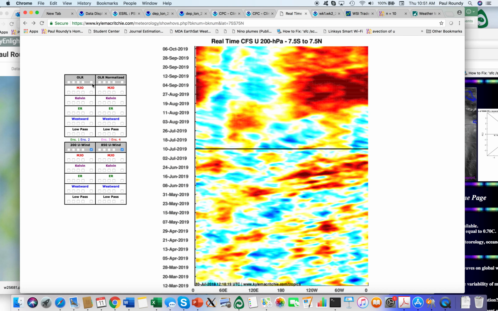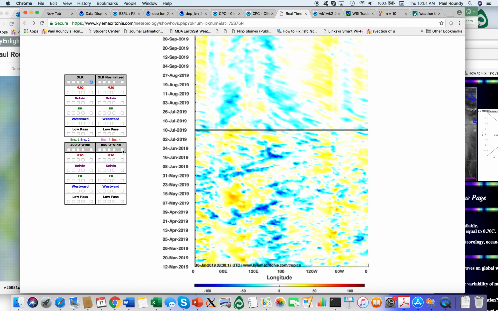But given that the CFS has a bias toward too strong and too slow convection over the Indian Ocean, and that the model shows a fairly weak and slowly evolving signal over the Indian Ocean over the next several weeks, I would argue that this signal is likely overdone. There is a real Indian Ocean event coming up, driven by circulation signals coming around the world.